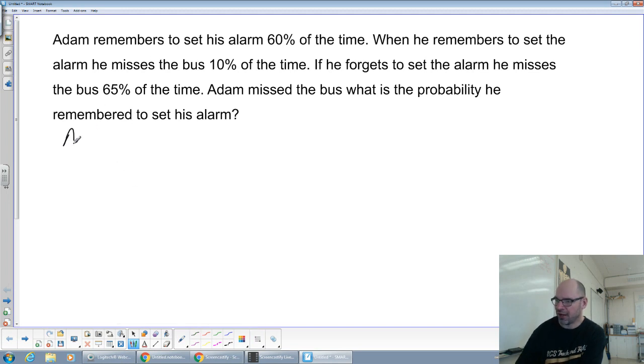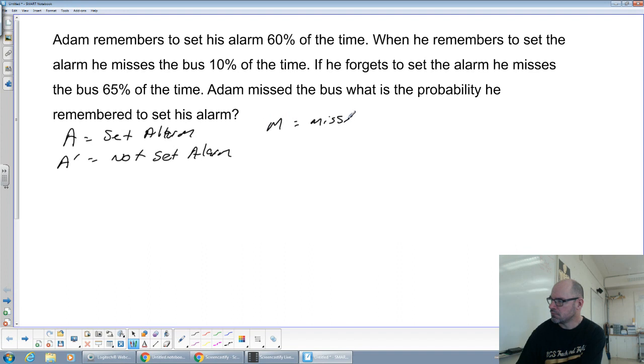So, okay, we defined A as setting the alarm. We had A prime as not setting the alarm. Then we said M is misses the bus, and M prime is on bus. And what we did was we were able to define all the variables.